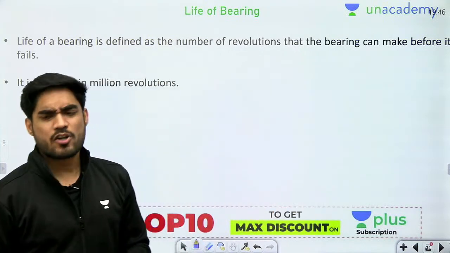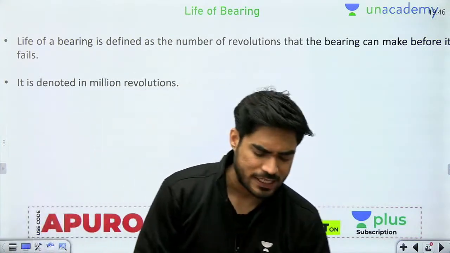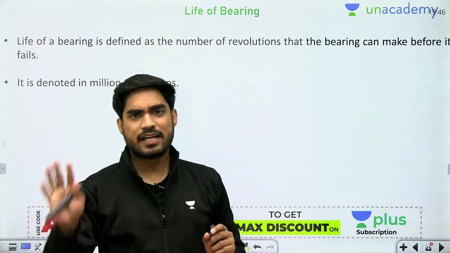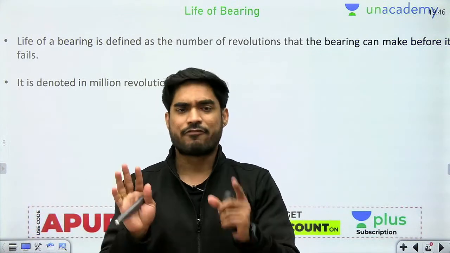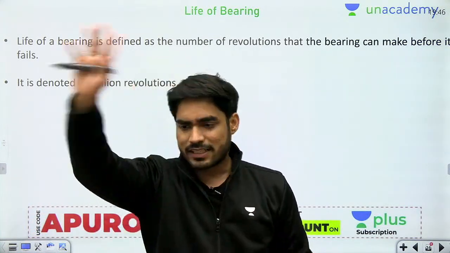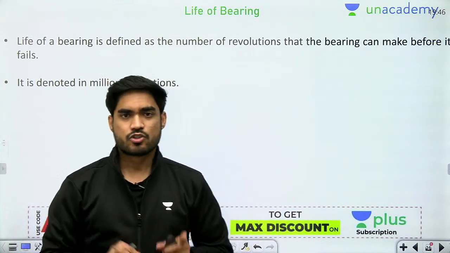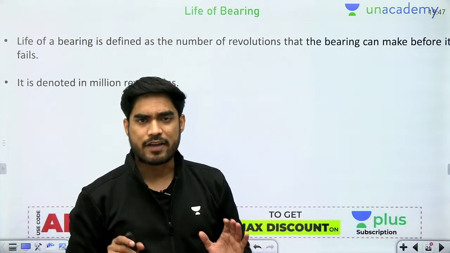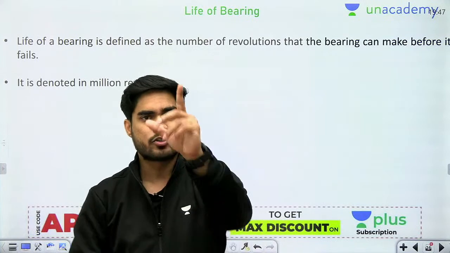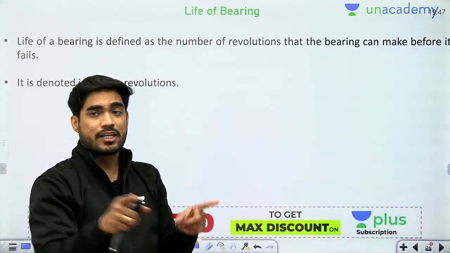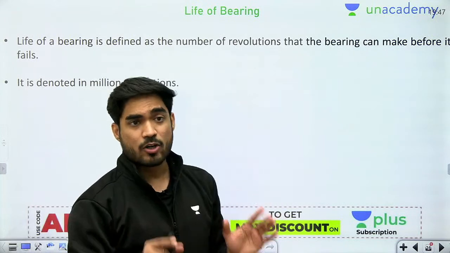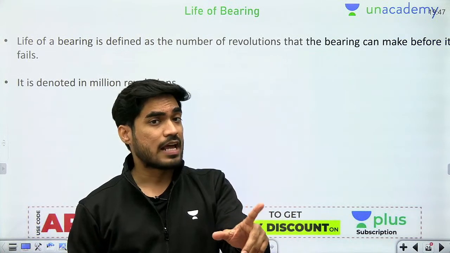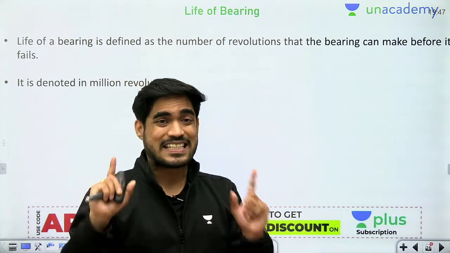But I told you that we can't measure the life of each and every bearing. So what do we do? We select a few bearings, perform testing on them, find out the life, and then say that the entire batch has the same life. If I say the life of a bearing is 10 million revolutions, having manufactured 100 bearings, it is not necessary that all 100 will last 10 million revolutions. Some might last more, that is okay, but some will have less than 10 million revolutions. This means there are chances of failure.